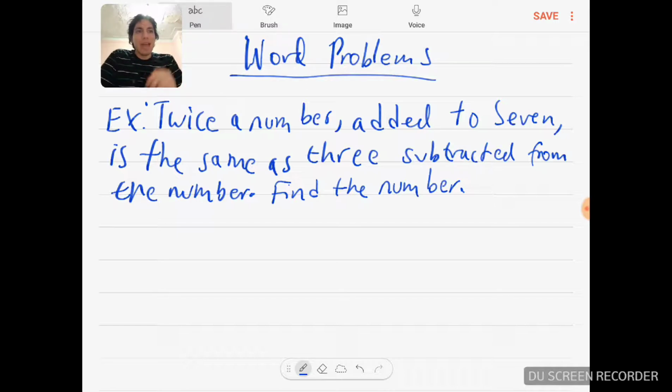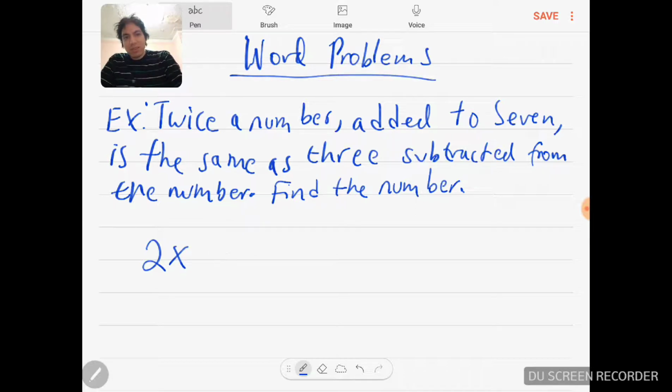Twice a number added to 7 is the same as 3 subtracted from the number. Find the number. One more time. Twice a number added to 7 is the same as 3 subtracted from the number. So let's think. We know something's being multiplied by 2. We don't know what that number is, so let's just call it x, or whatever letter you want to use. You could use D for all I care, or F. Added to 7.